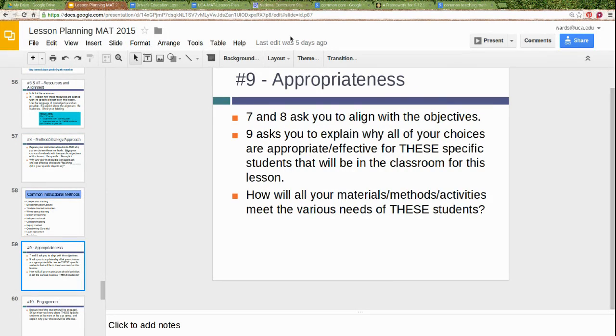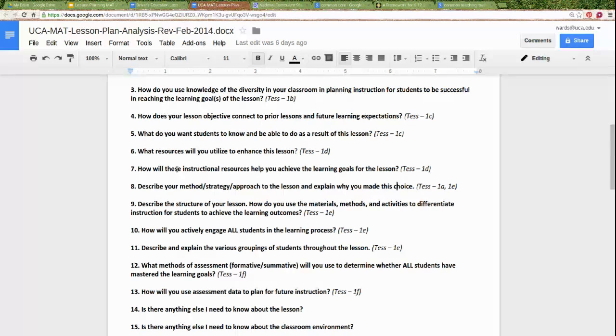Number 9. Okay, let's back up. Number 7 and number 8 ask you to align with your objectives. So let's look at those. So 7 is resources that you'll use for the goals. 8 is your method, strategy, approach, and why you made this choice. So this is materials, this is method.